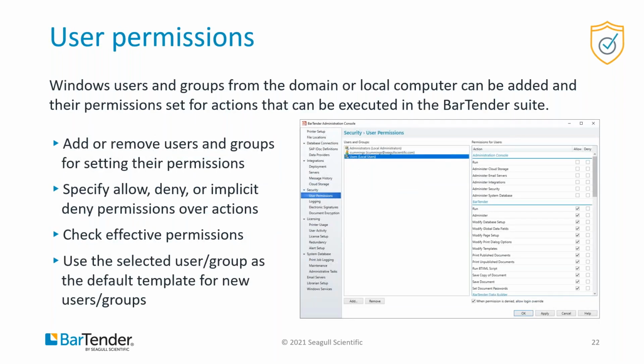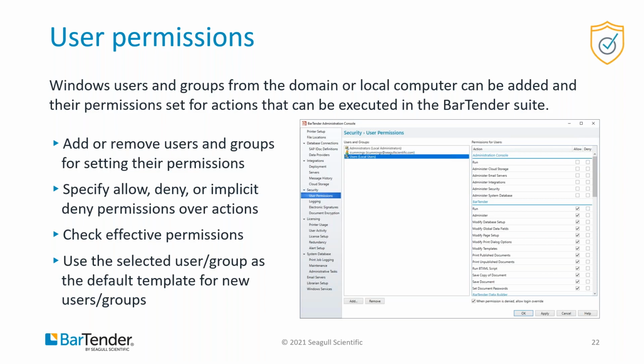With security enabled, the customer can set up their user permissions. In BarTender, we're leveraging the Windows Active Directory of the Windows domain. Also, the local computer can be used as well. With users and groups that can be added to the security policy, each of those can then have their own set of allow or deny permissions set for individual actions that can take place within the BarTender software.